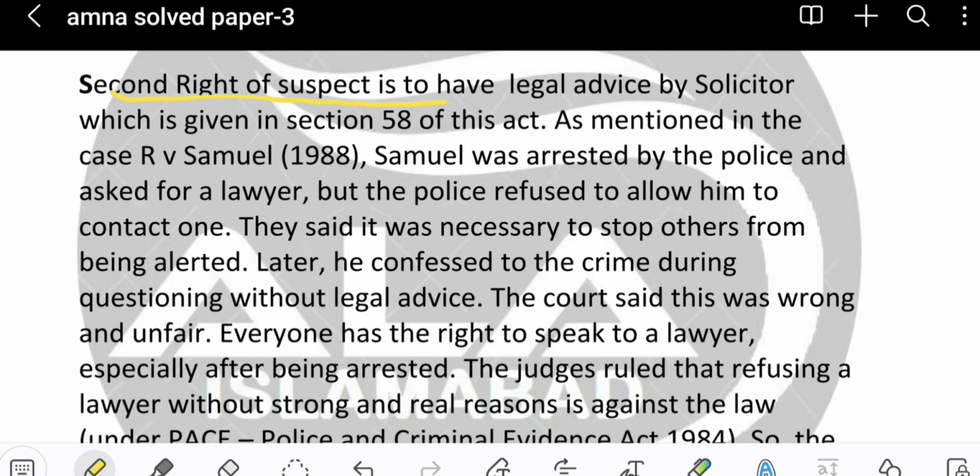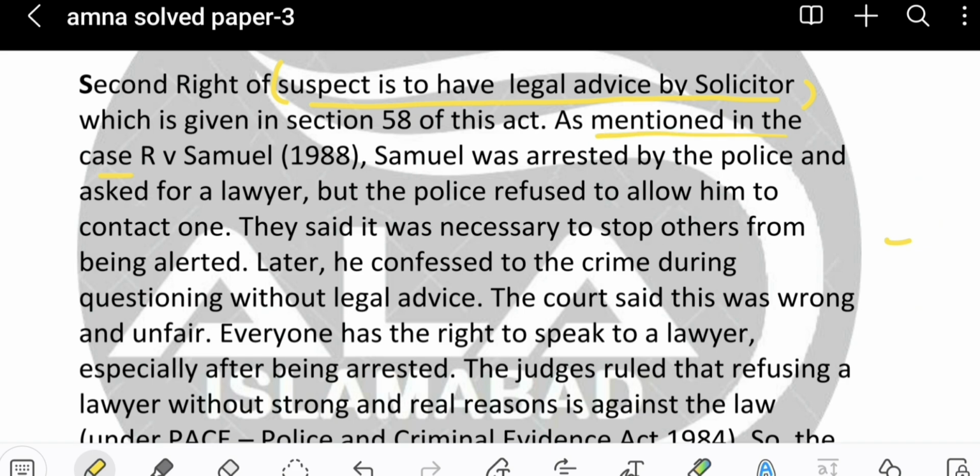Second right of a suspect is to have legal advice by a solicitor, which is given in section 58 of this act. So after adding section 58 and after telling what is mentioned in section 58, you will definitely get 1 mark. Basically in section 58 it was mentioned that every suspect has the right to legal advice by a solicitor. So this line is mentioned in section 58, and you have to remember it while attempting this answer.